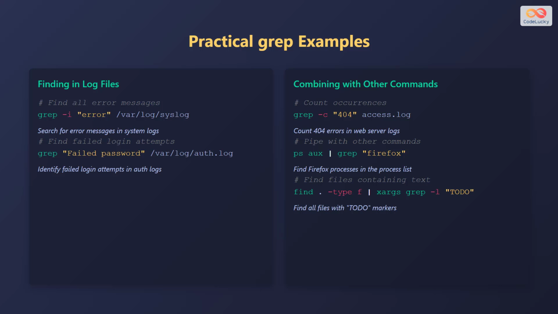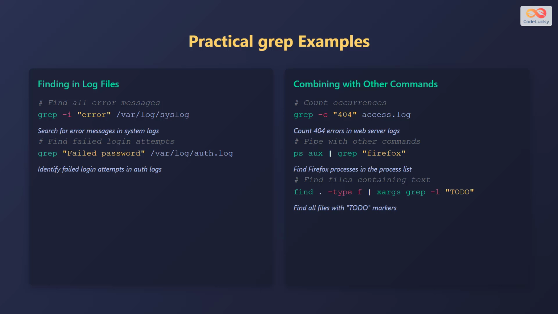Let's go through some practical examples of using grep. First, finding information in log files. To find all error messages in a system log, use the command grep -i error /var/log/syslog. This will search for any line containing the word error, regardless of case, in the system log file.